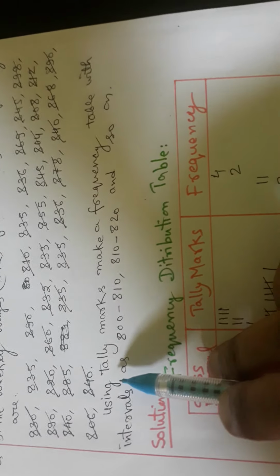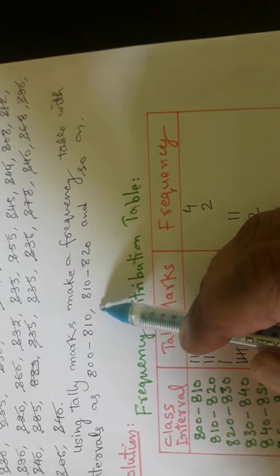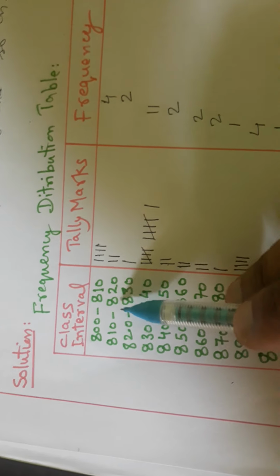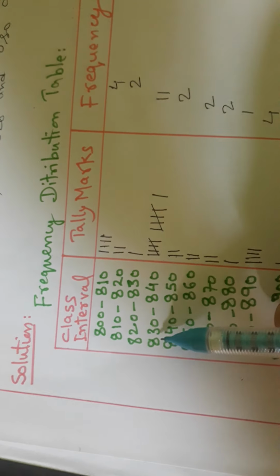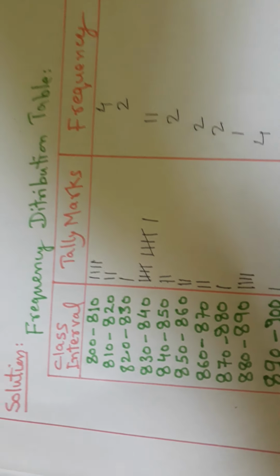Now what is class interval? Here the hint is given: 810 to 820, and so on. So I have prepared 810 to 820, meaning a difference of 10 each. Then 820 to 830, 830 to 840, 840 to 850, and so on up to the class interval 890 to 900.